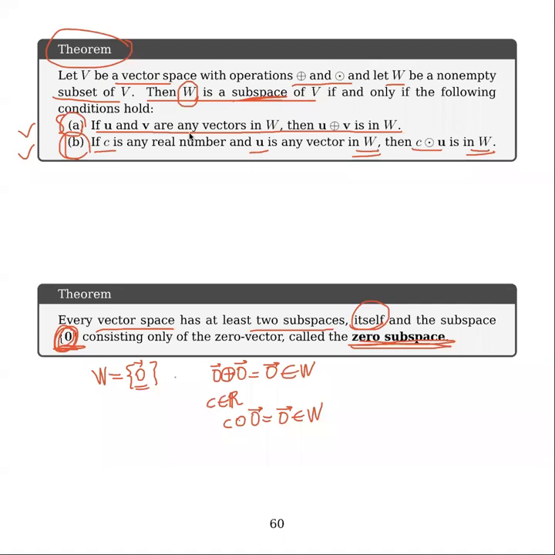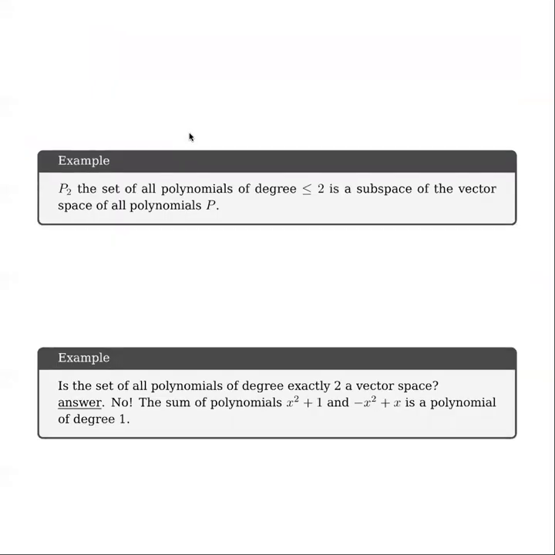Okay guys, so what have we seen in this theorem example? We have seen that every vector space always has at least two subspaces. One is itself, which is trivial. The other is the zero subspace. The zero subspace consists of only one single element, which is the zero vector. Now let's look at some examples of subspaces.